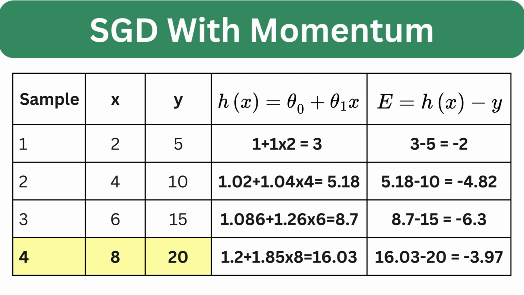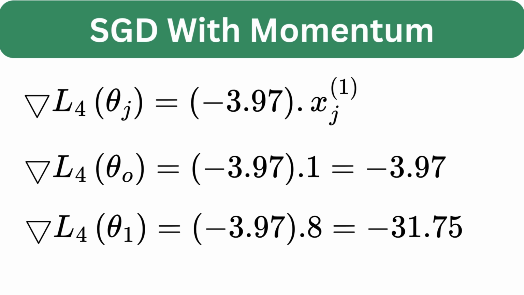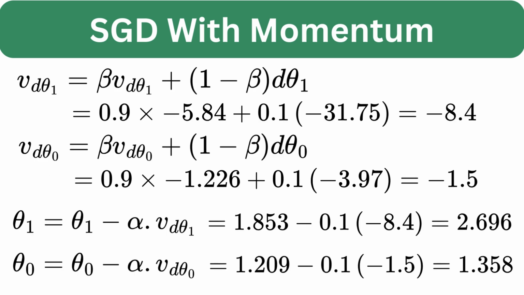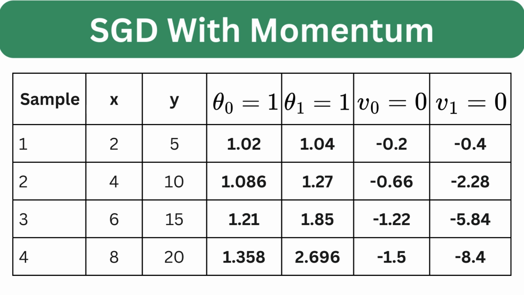Using the updated weights, we again calculate the h of x and then find the error. Now we compute the gradient L4 corresponding to the last sample. Let's again compute the new velocities for theta 0 and theta 1 and then update the weights theta 1 and theta 0. Theta 1 becomes 2.696 and theta 0 becomes 1.358. Now we are done with all 4 iterations of stochastic gradient descent with momentum.